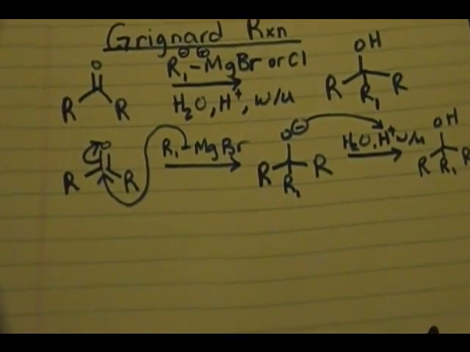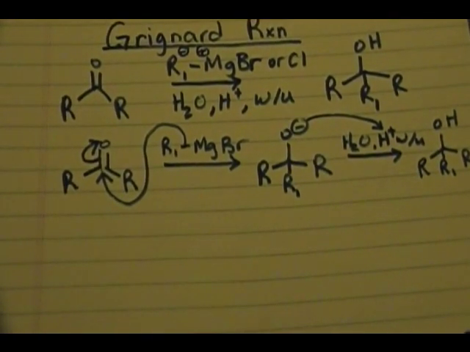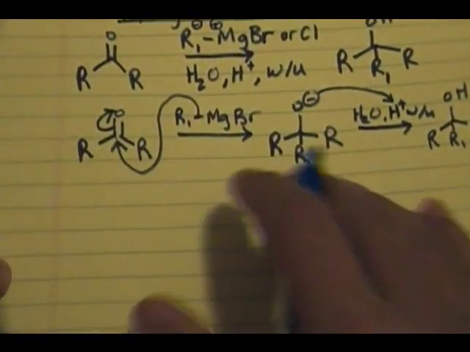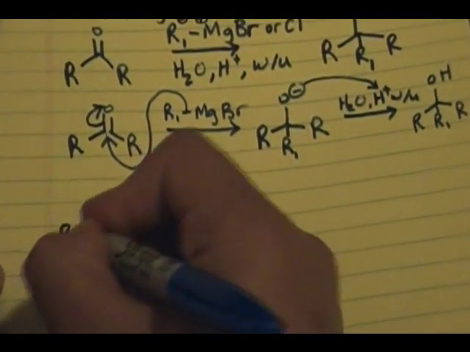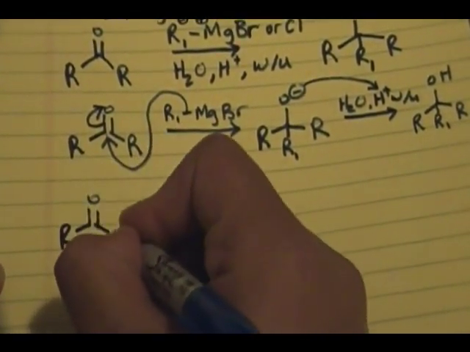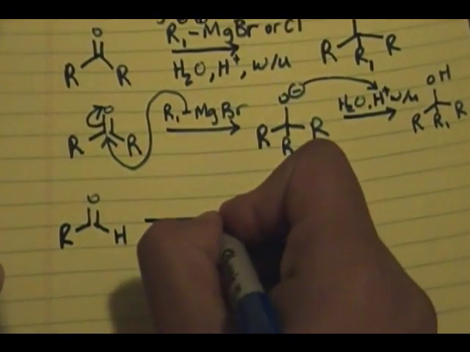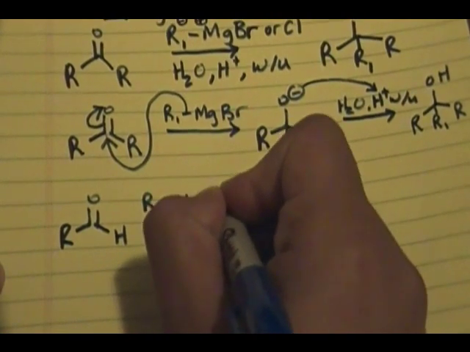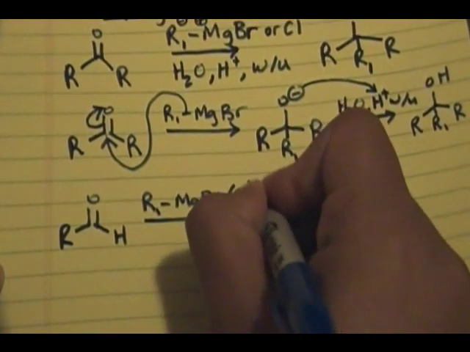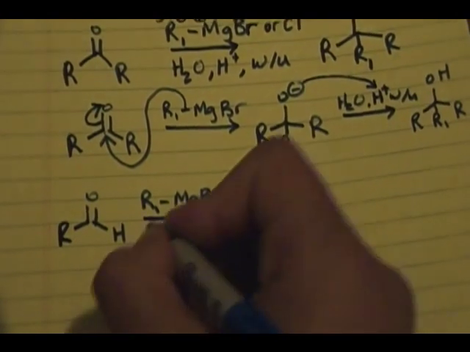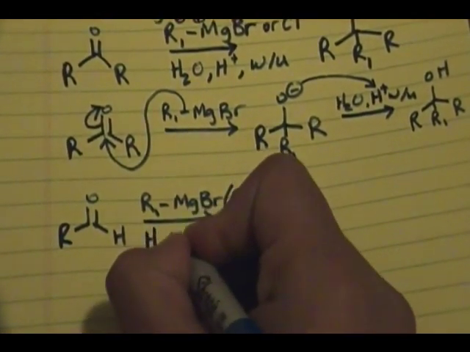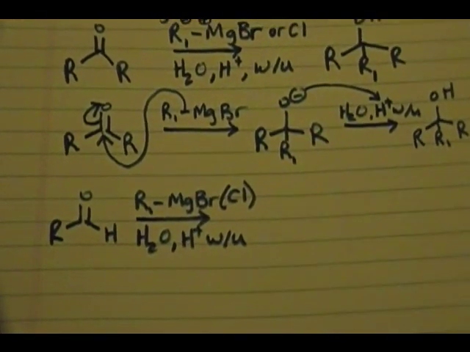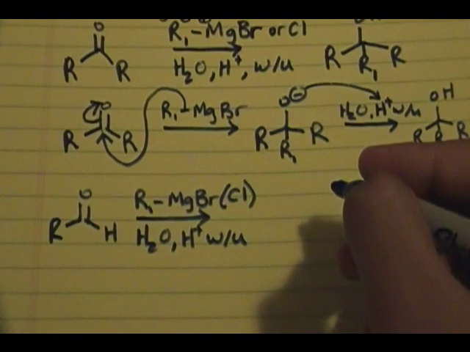Now the next carbonyl functional group I'll be talking about is the aldehyde. It follows the same thing. I'm not going to show the mechanism because it follows the exact same mechanism. You have an R and an aldehyde, and an H for the aldehyde, reacts with the R1 MgBr, or it could be Cl. You have the H2O, H plus workup, right? It is going to give you a secondary alcohol.